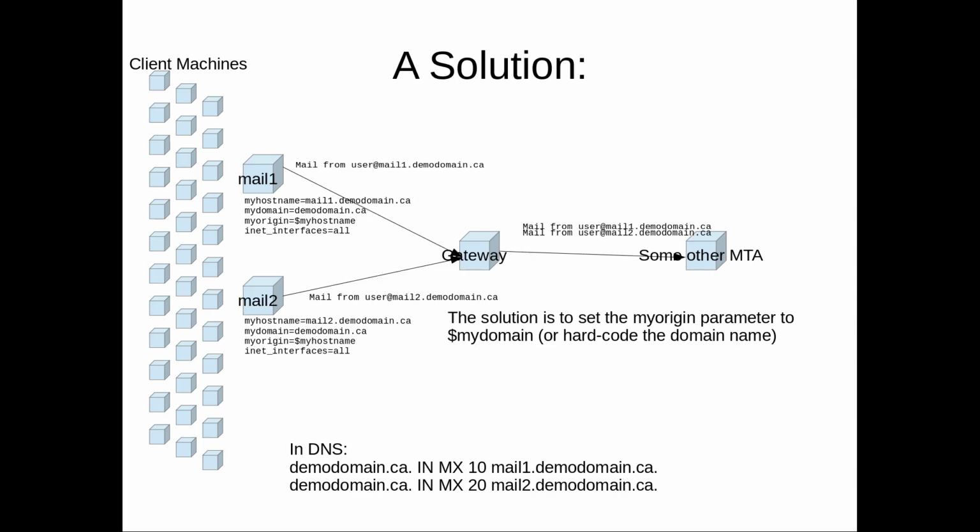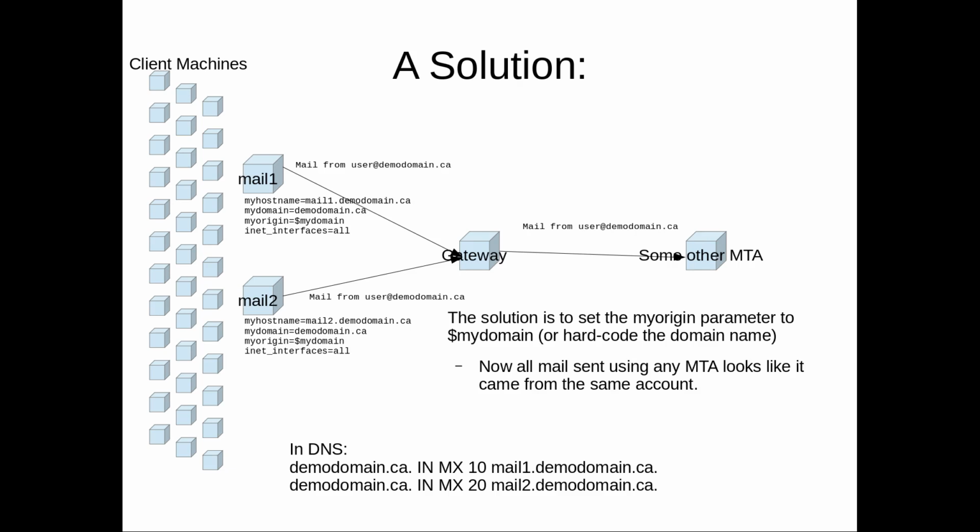So a solution to this is to set my origin to be my domain, or hard code in the domain name, like we had done at the end of the previous video. That way, when either of those machines... Oh, sorry, the slide is still showing, I thought I had clicked one more. So the old way, if you have my origin set to my host name, if either machine is sending email out, it's from user at that machine.demodomain.ca. The person we're talking to sees two different email addresses and stops talking to us because we obviously don't know what we're doing.